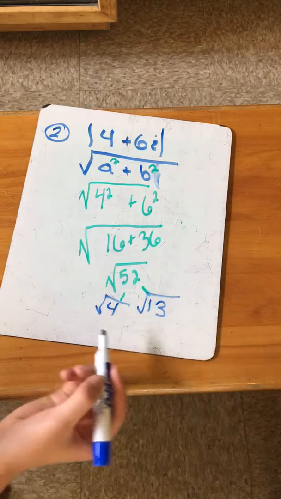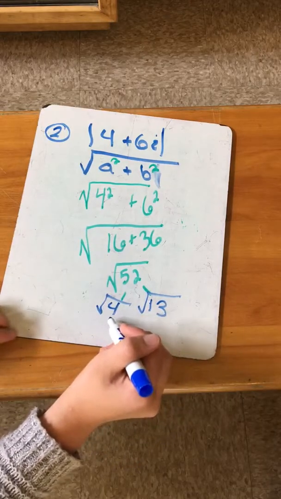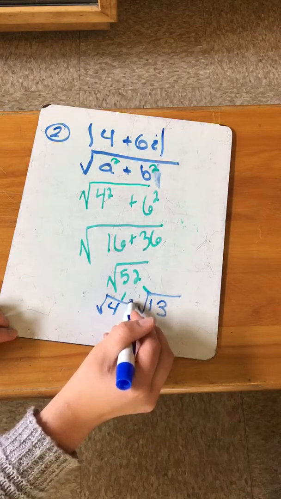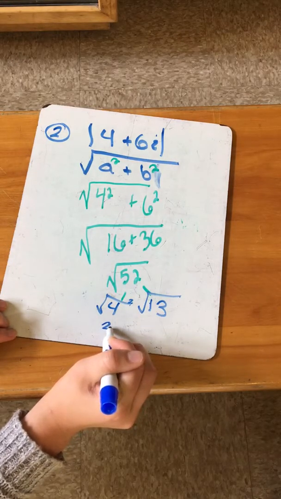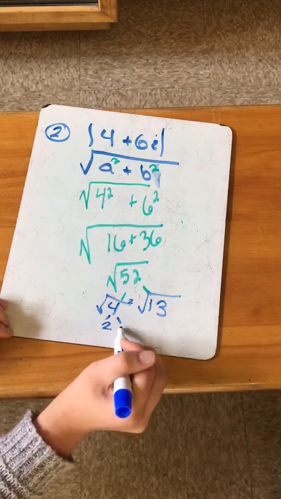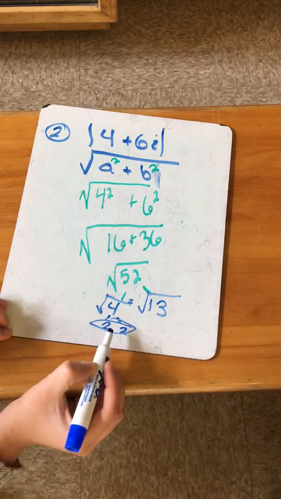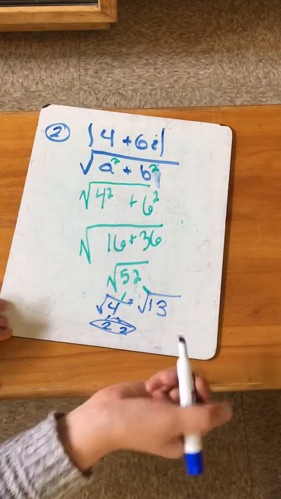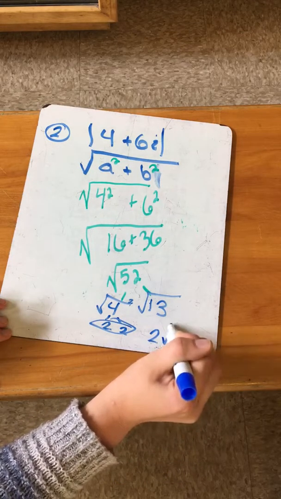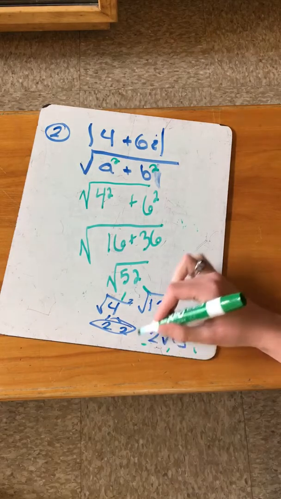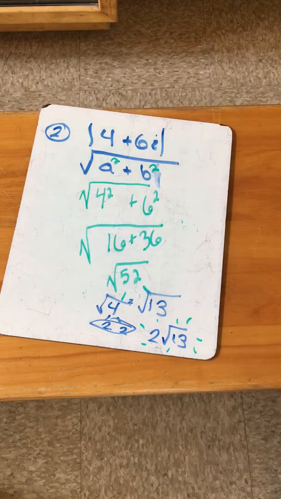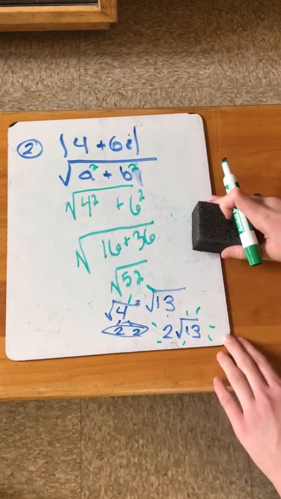13 cannot be simplified, but 4 can. You can take it out of the radical by taking its square root, and you get 2, because that's 2 times 2. Now that it's out of the radical, you take the 2 and put it in front of the 13. And that's your answer. With every absolute value problem, you want to see how simplified you can get it, as simplified as possible.